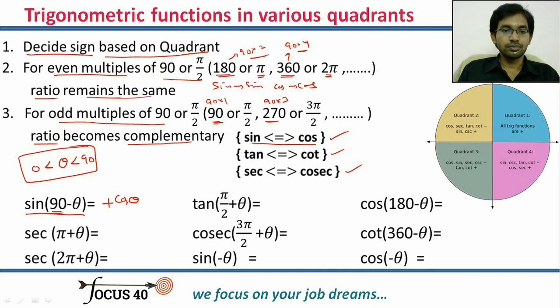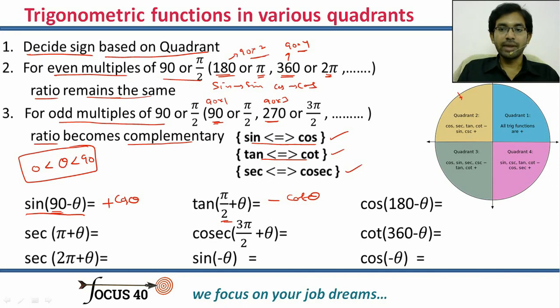Next, tan of pi by 2 plus theta. Pi by 2 is the same as 90, so tan of 90 plus theta. That falls in the second quadrant. In the second quadrant only sine and cosecant are positive, so tan is negative, so minus. And here the angle is 90 degrees, so odd multiple, so tan converts into cot. So minus cot theta.